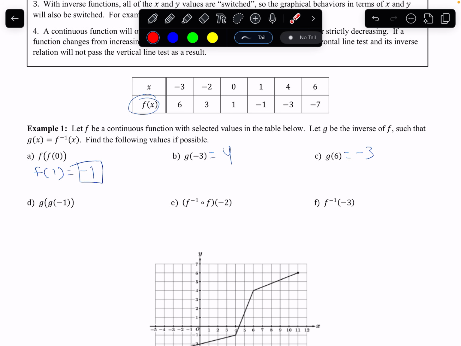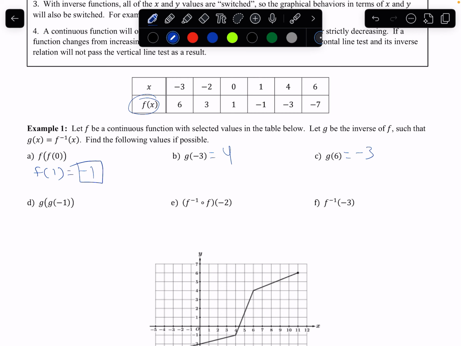Go down to D. D says g of g of negative 1. So I do this one first, and then I put whatever I get from that into this. So I need to figure out what is g of negative 1. Same logic that was applied up to here. I'm going to go to my f function. I see that when I put a 1 in, I get a negative 1 out. So on the inverse, if I put a negative 1 in, I must get a 1 out. Well, this is the inverse. So if I put a negative 1 in, I'm going to get a 1 out.